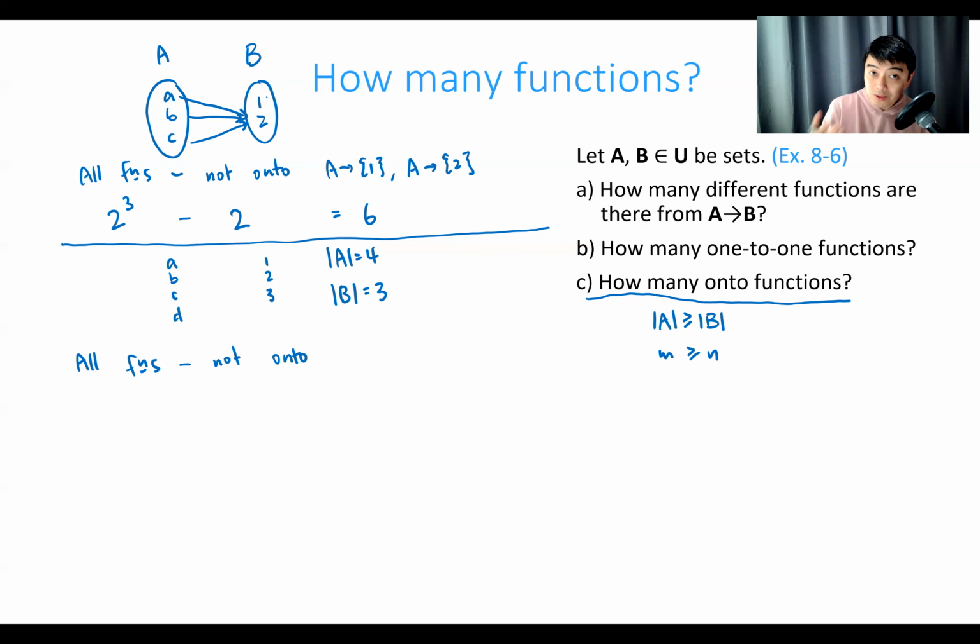So here, can we do the same thing? Let's pretend that one is not there. Let's pretend this object is not there. I want to find out how many functions go from the set A to only the set 2, 3. I hope you can agree that if I take all of the items in set A and map them to only the set 2, 3, all of those functions are not onto in our scenario.